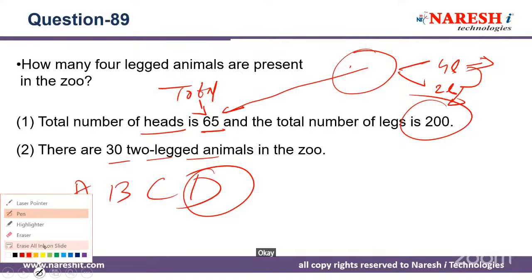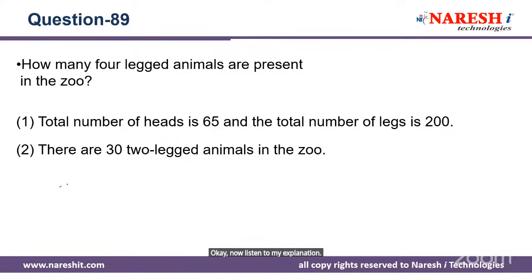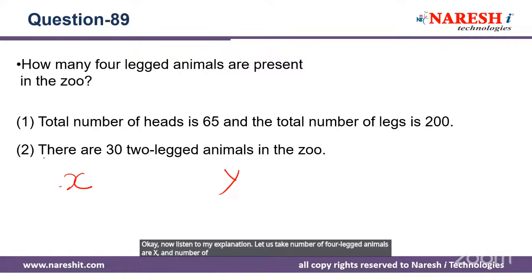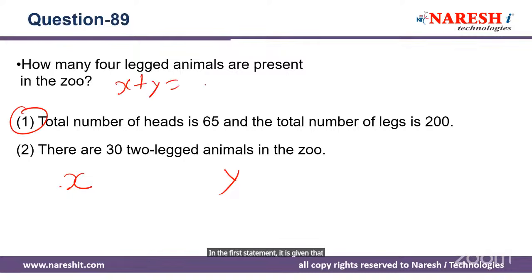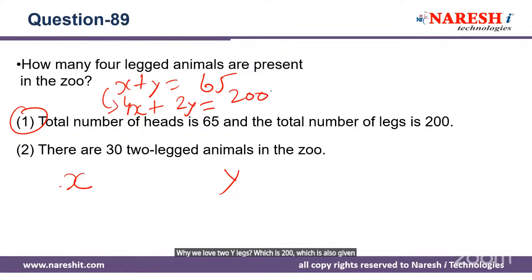Okay. Now listen to my explanation. Let us take the number of four-legged animals as X and the number of two-legged animals as Y. In the first statement, it is given that X plus Y is 65. X is the number of four-legged, Y is the number of two-legged. Now, how many legs will X have? X will have 4X. Y will have 2Y legs, which total 200, which is also given in the first statement.